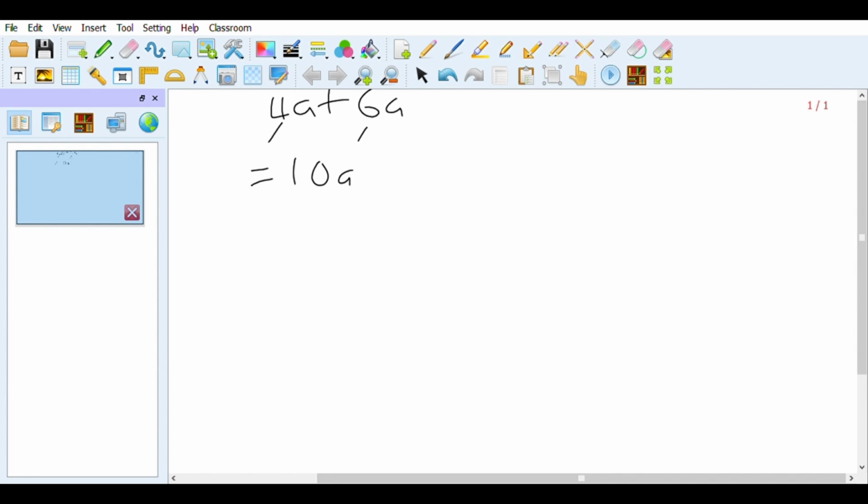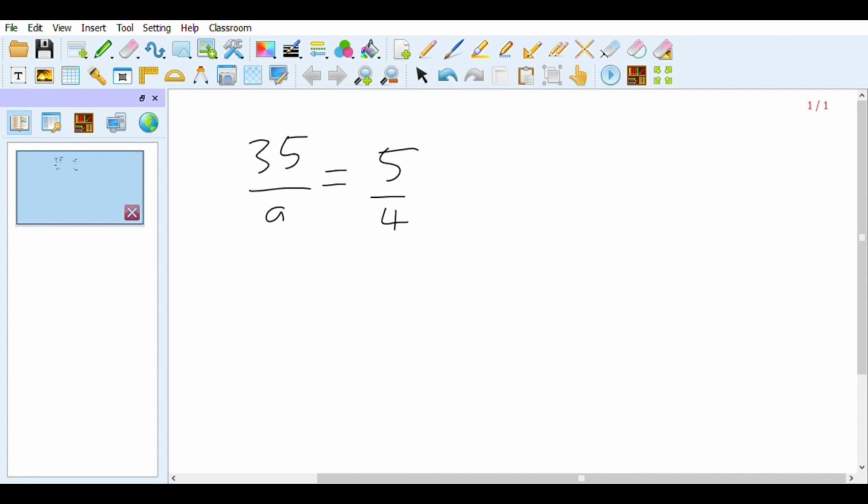So here we have solve for a. In this question we have 35 over a is equal to 5 over 4. Okay, there are 2 ways I teach to solve these types of questions. One is to multiply through by the denominator or the LCM. The other way is cross multiply.